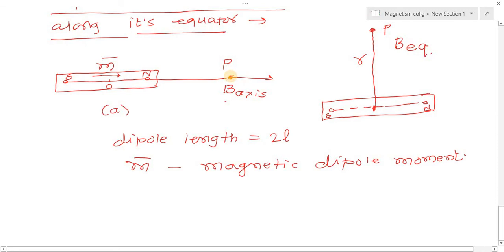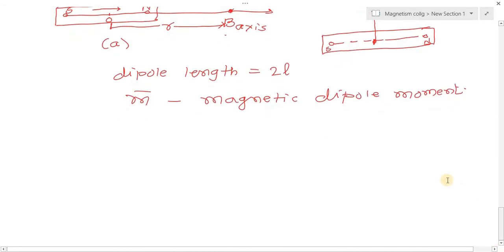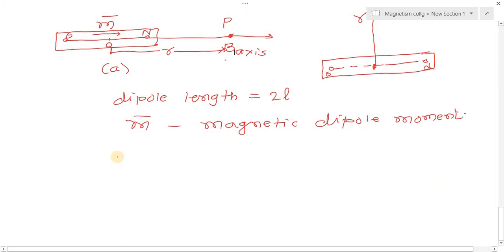Now let small r be the distance of point P from the center O of the magnetic dipole. So from center O, the distance of point P is r there. So r is the distance of point P from the center O of the magnetic dipole. Now here, OS is equal to ON, that is equal to l, and 2l is the value of SN.